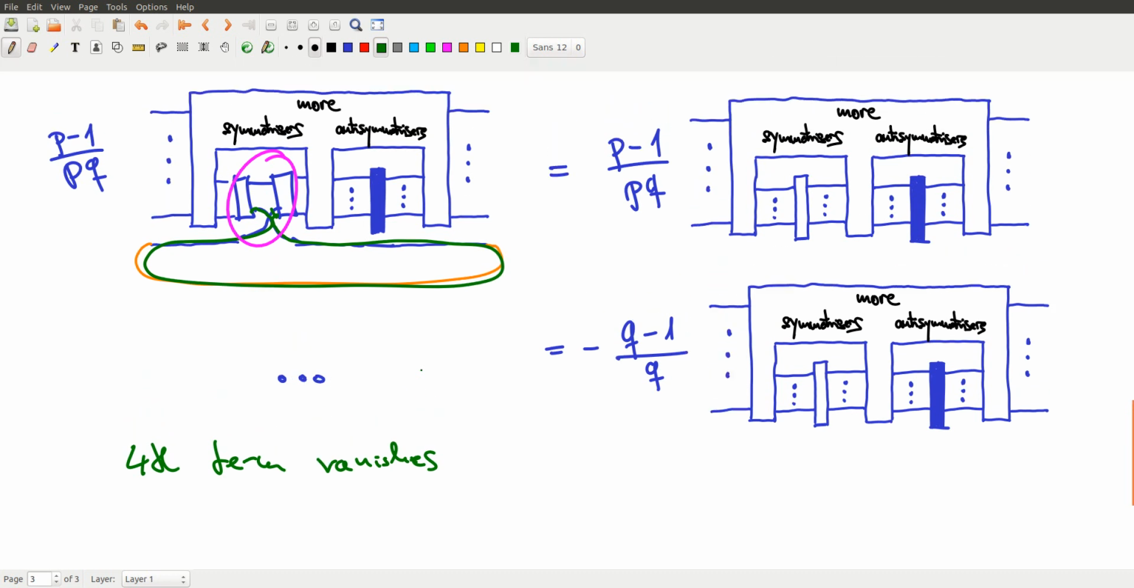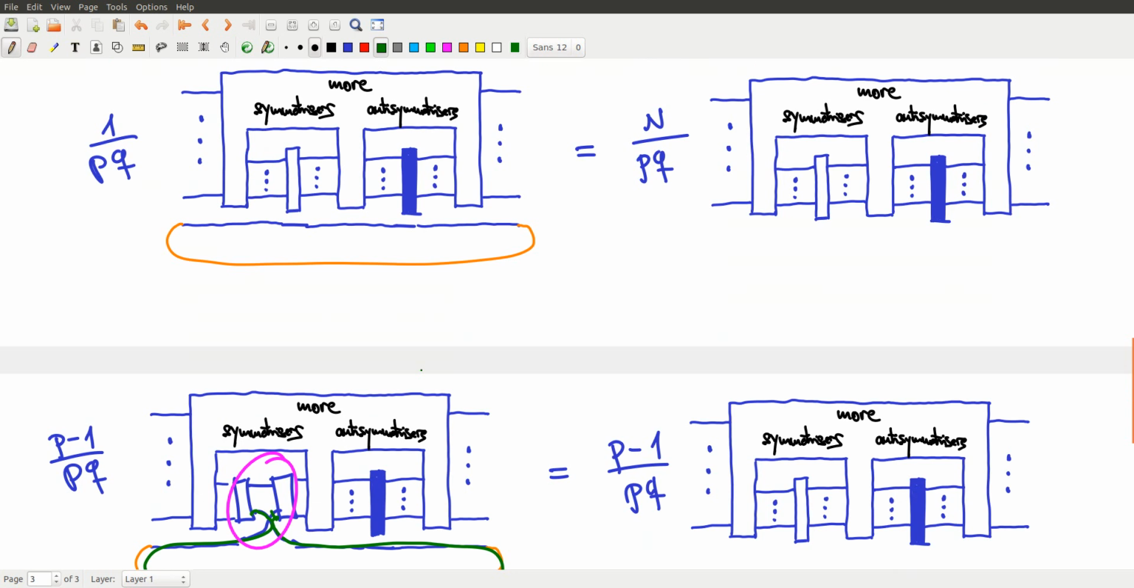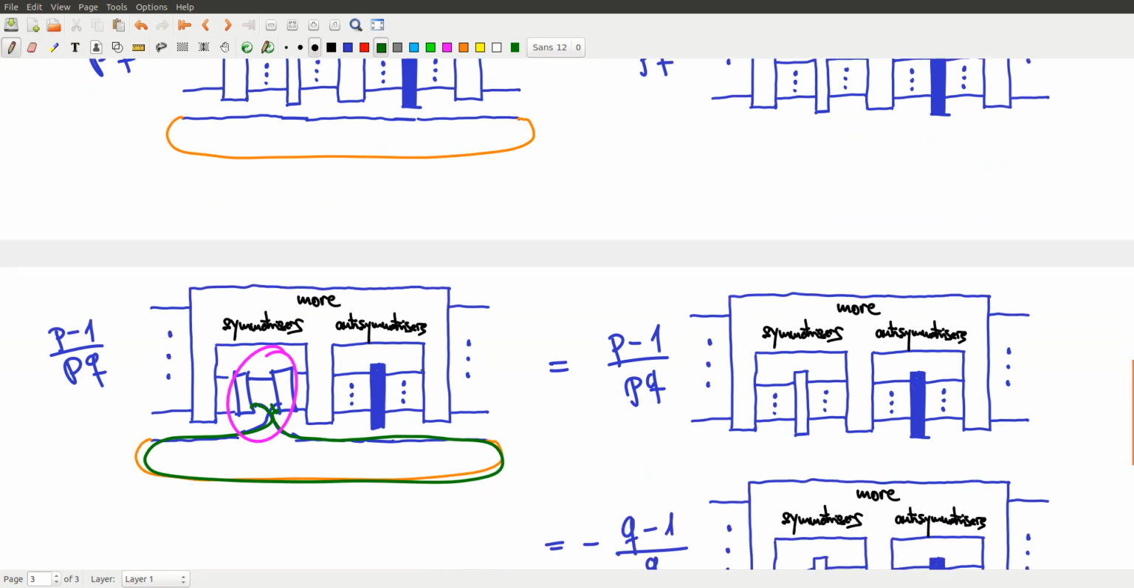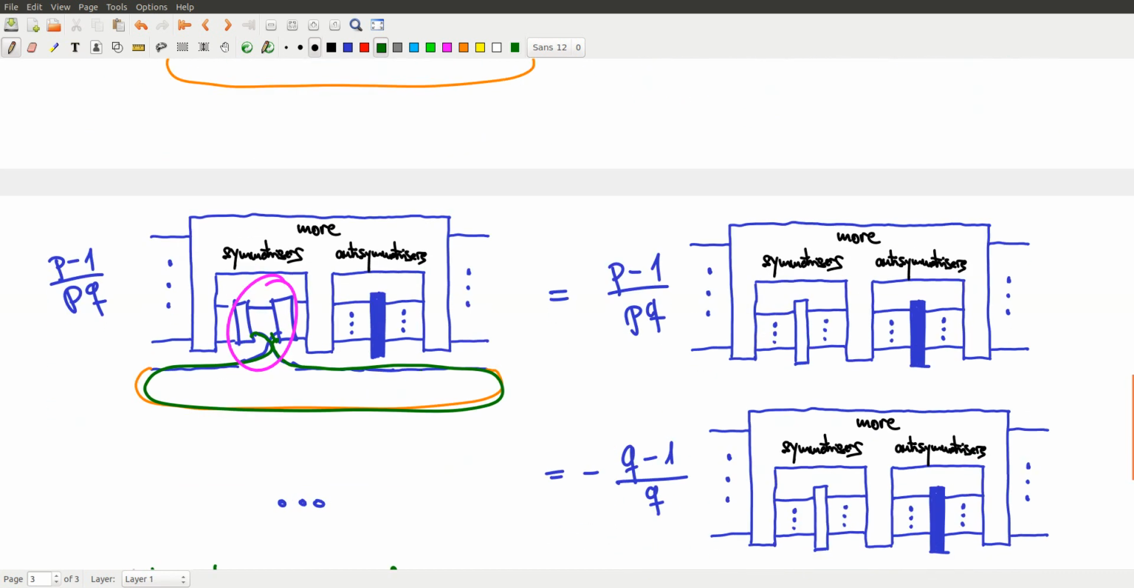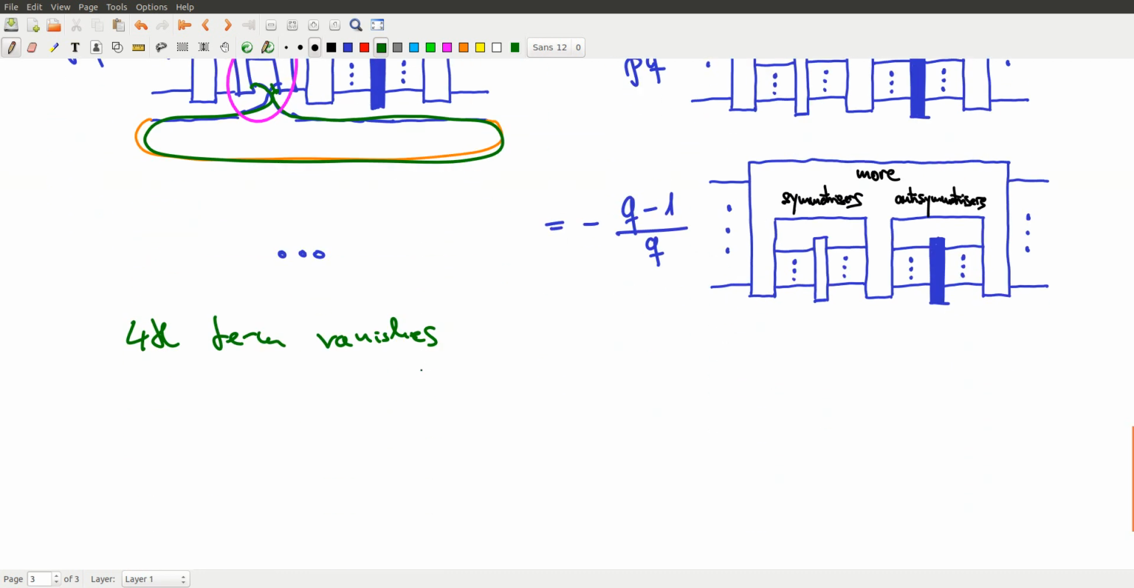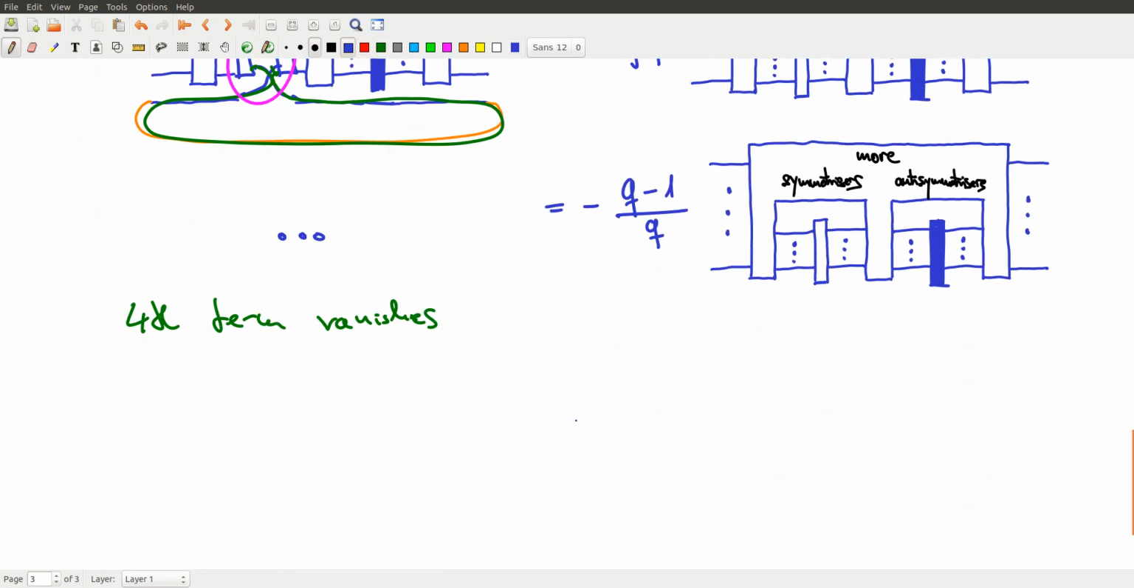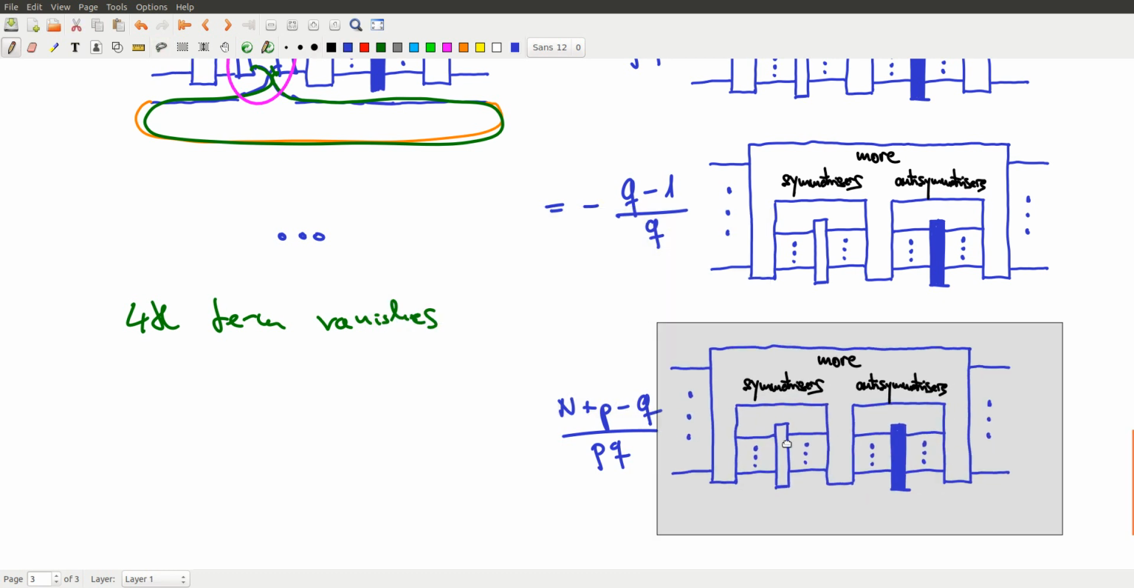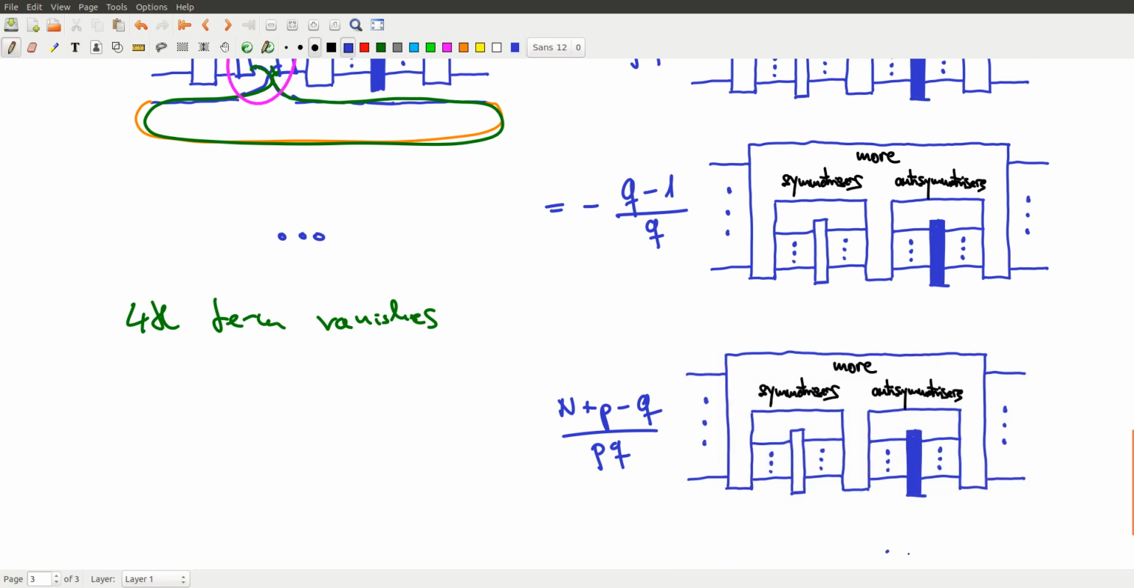We got the same diagram all the time, but with different prefactors. So there was an n, the denominator is always the same, an n, a p minus 1, and a minus q minus 1, so the ones go away, so we get n plus p minus q. So we get this, (n plus p minus q) over pq times this diagram here. And what is it?